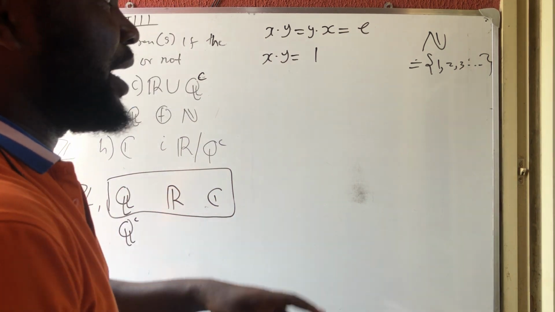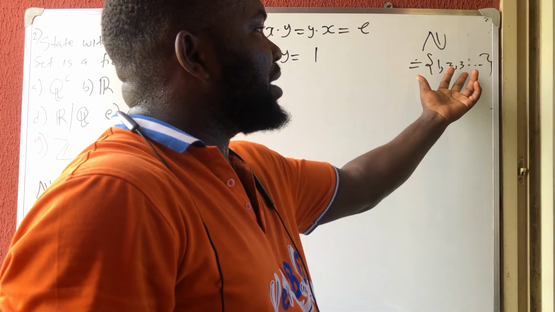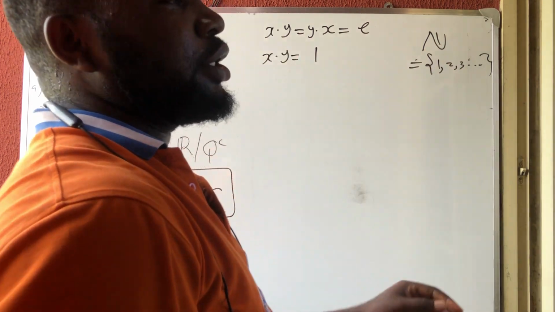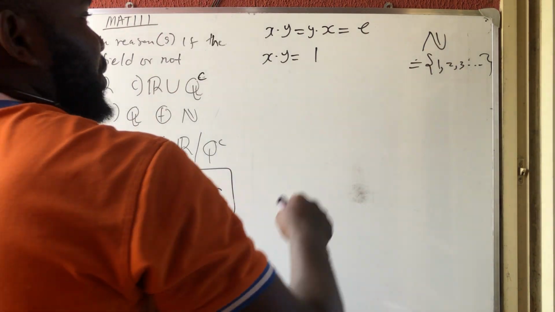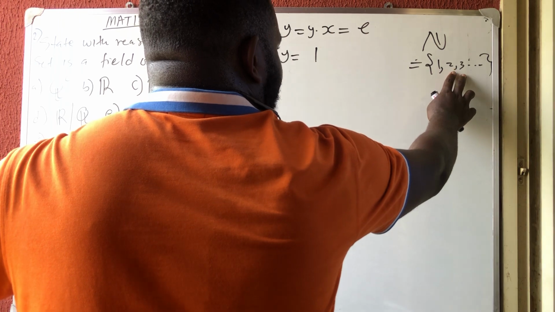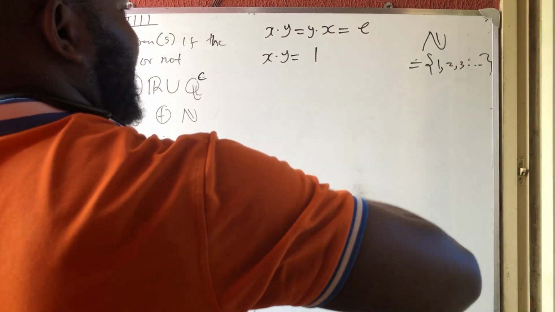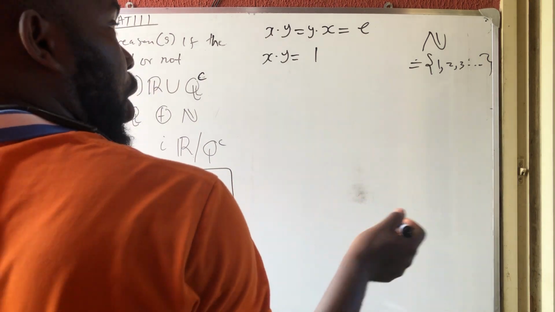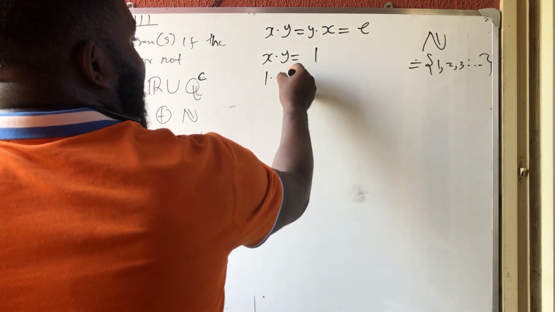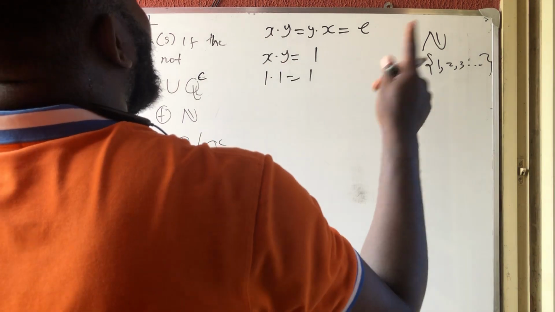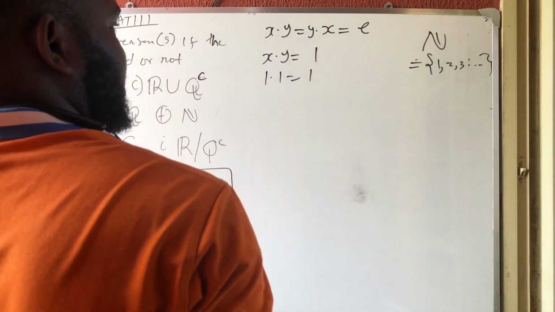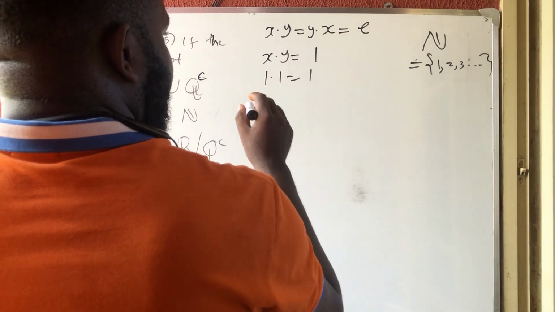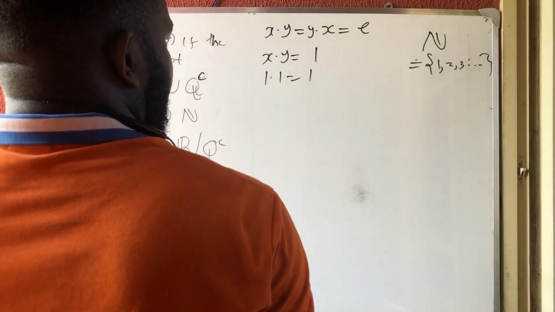What do I mean by this now? Can you pick any two elements from the natural numbers that when you multiply them you get 1? It's not possible. All of them will not work. The only one that can work is 1 times 1, which is 1. But apart from this one, no other can work. Try it. It's not possible. So therefore, you see why I said that it doesn't work.